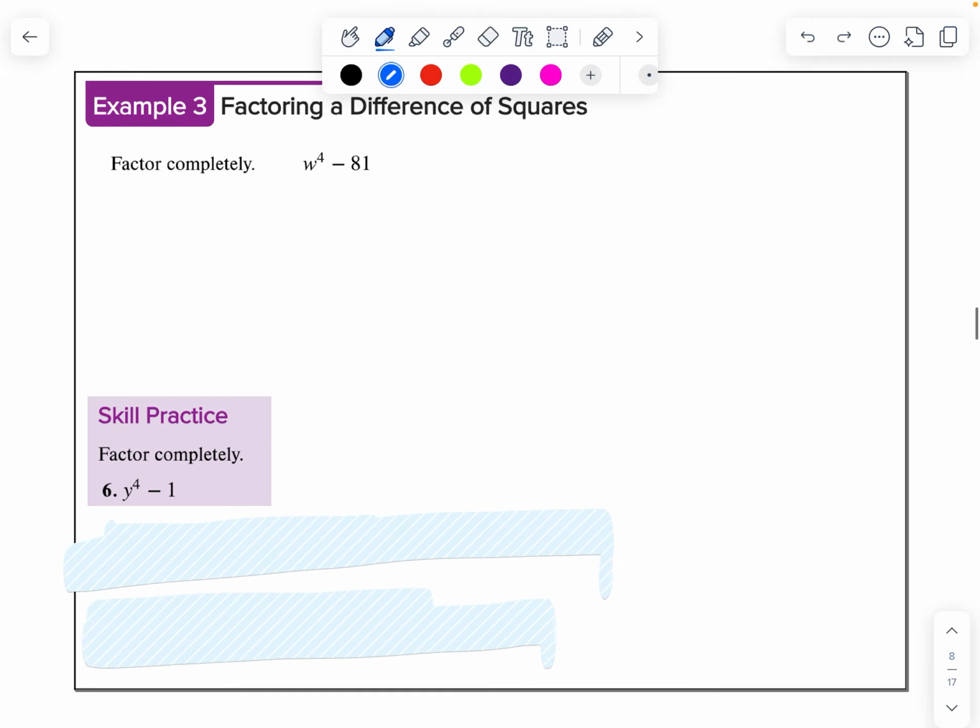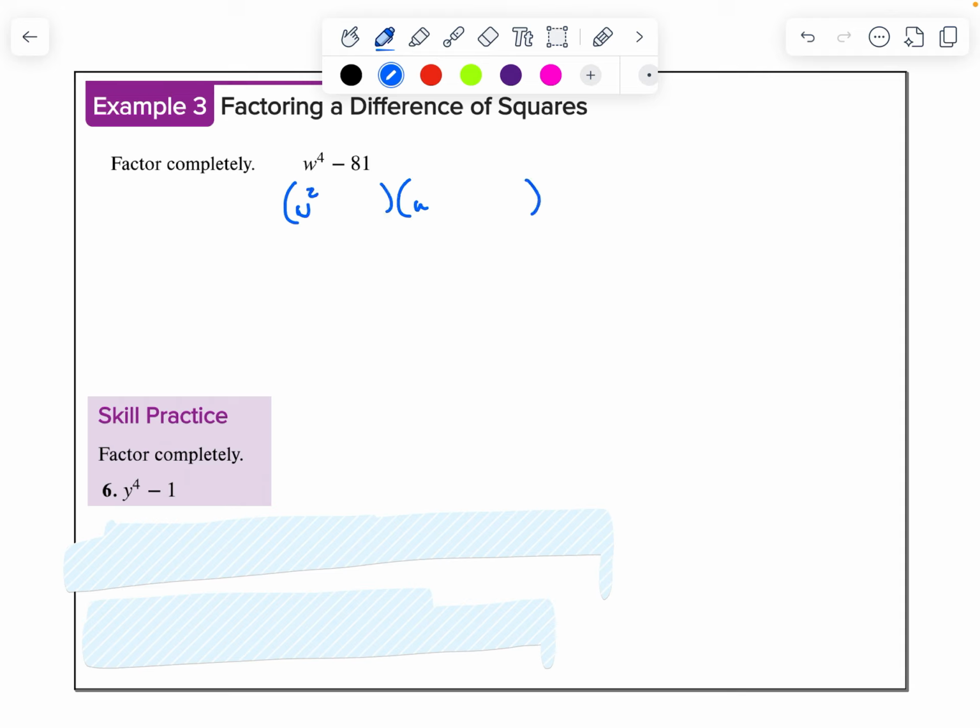All right, a couple more. W to the fourth minus 81. We may have some extra work to do here. When you get to the end of any problem, you should ask yourself if you're done. So for this first problem here, w to the fourth minus 81. Looks like a difference of squares. Let's try it by difference of squares.